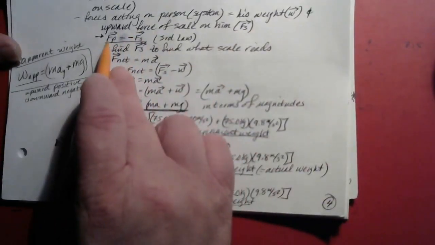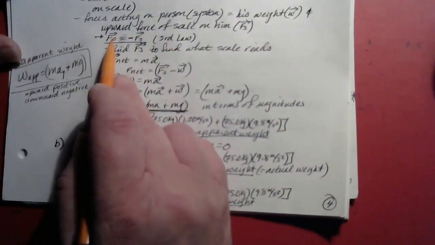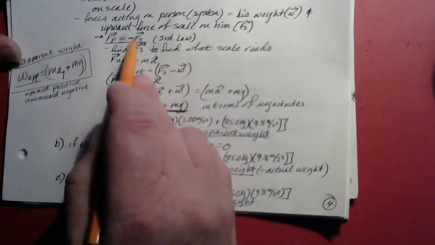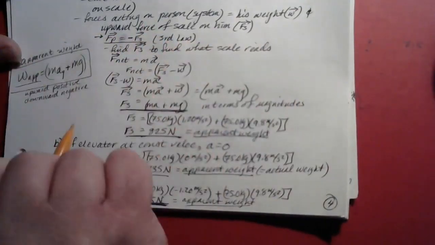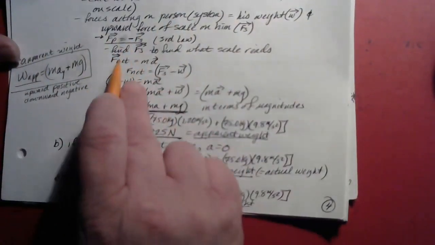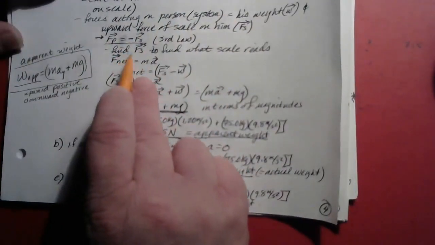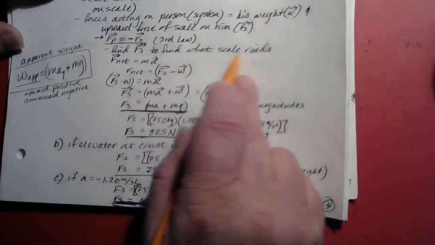And in mathematical terms, that would mean that Fp is equal to negative Fs by the third law. So the magnitude of Fp and Fs should be the same, but they point in opposite directions. So Fp equals negative Fs. And what we need to do is find Fs to find out what the scale reads at any given moment.